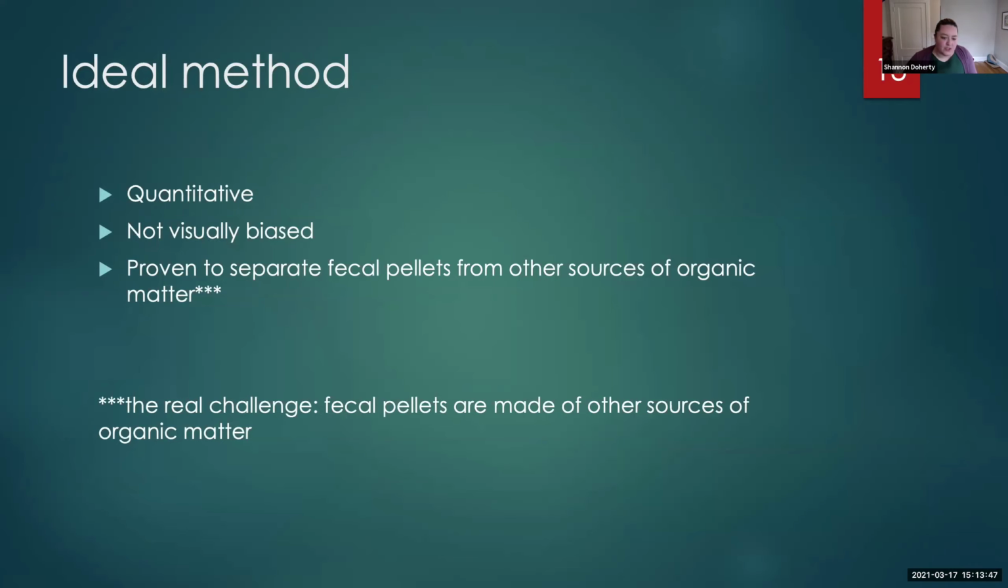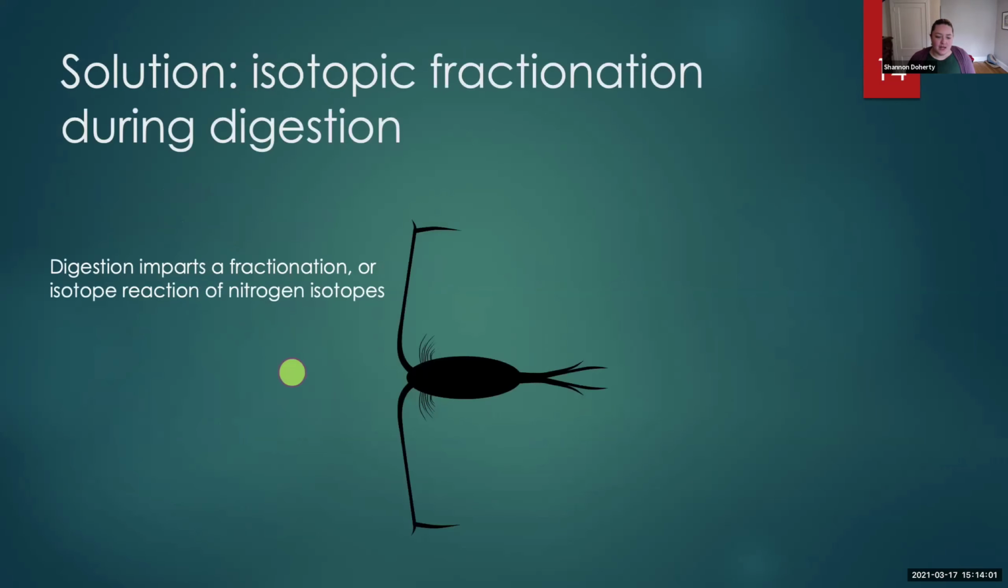And this last one is the real challenge because fecal pellets are made of other sources of organic matter. So we're trying to separate fecal pellets from what they're made out of, which is a very complicated situation. So as an isotope chemist, my solution to this is considering isotopic fractionation during digestion. Digestion will impart a fractionation, or an isotope reaction, of the nitrogen isotopes onto a particle when a zooplankton consumes it and digests it.